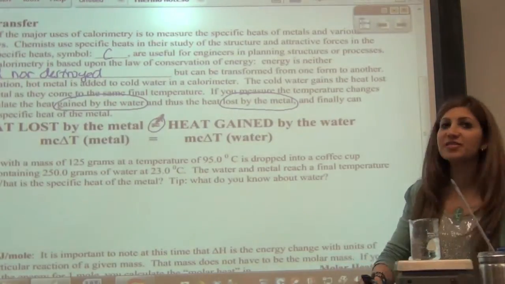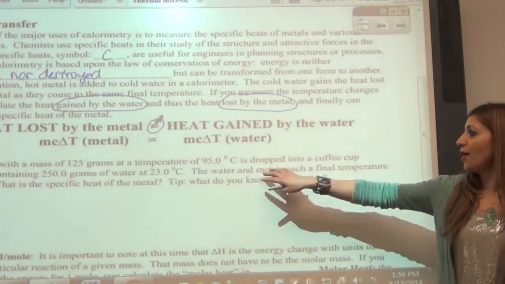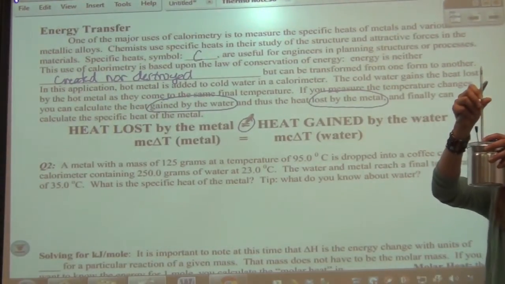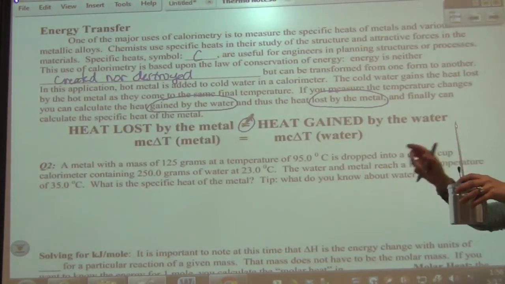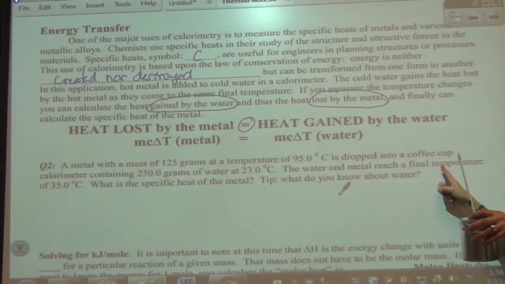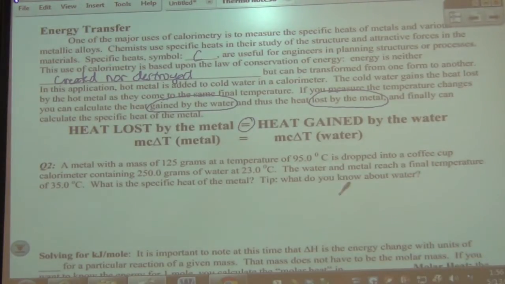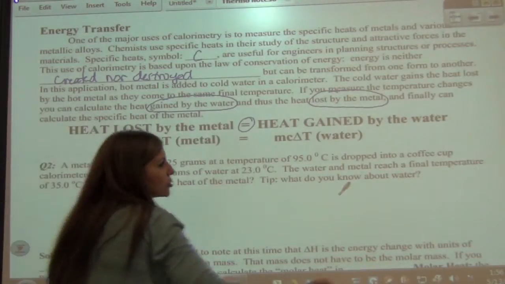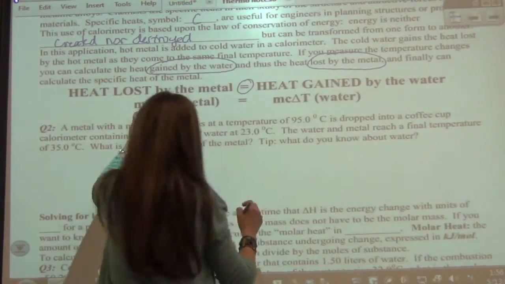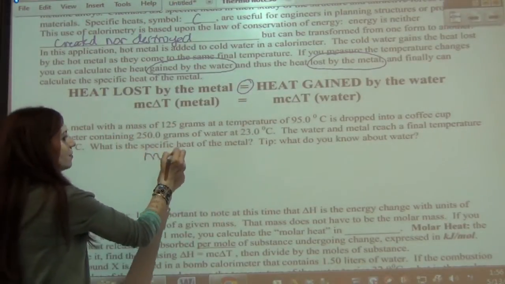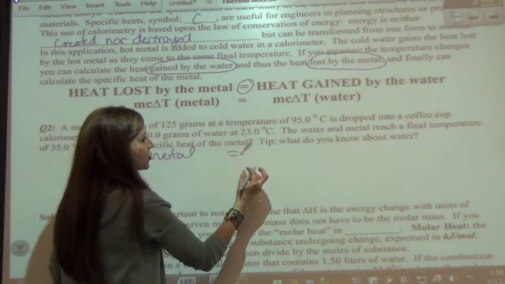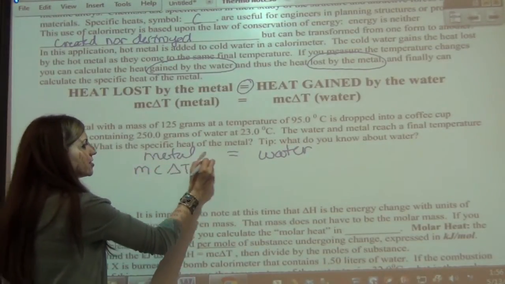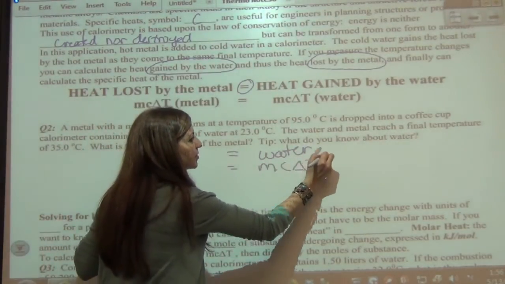Okay? So let's do this calculation. It says the water and the metal finally reach a temperature. So inside of our calorimeter, we want the biggest temperature change. And we find out that it started at 23, but then the water and the metal reach a final temperature of 35. So the question is, what's the specific heat of the metal? So let's write our equation first, and we'll do it the same way that this is set. So we're going to do our metal change is equal to the change of the water. So we're going to write MC delta T equals MC delta T.